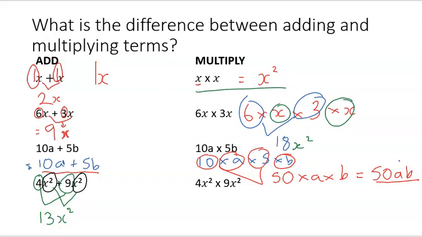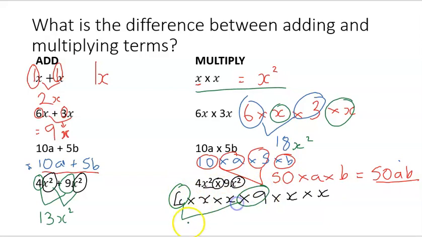If we multiply 4x squared by 9x squared, let's expand it first. You've got 4 multiplied by x squared, which is x multiplied by x, then this multiplication sign, then 9 multiplied by this x squared, which is x multiplied by x. So 4 multiplied by 9 is 36. Then you've got 1, 2, 3, 4 x's. X is being multiplied by itself 4 times. So we write x to the power of 4.